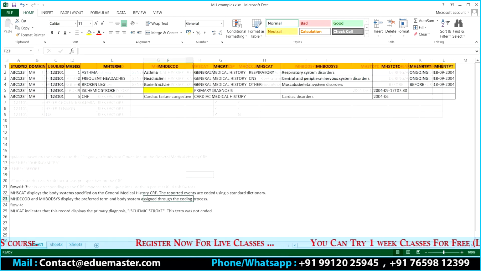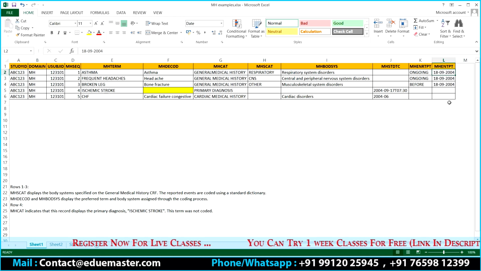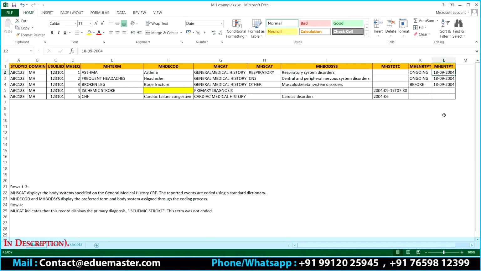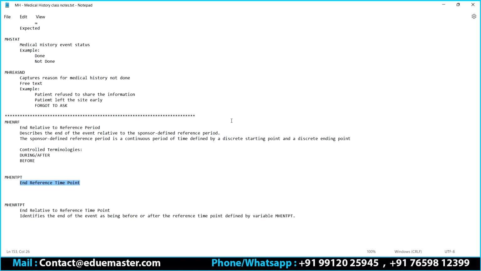All right. Now we come back to this. Here you can see the time point. This time point, that is ENTPT, will be when exactly it happened. You can see the end reference time point. Generally, it is going to be a screening time point. It is just the end reference time.